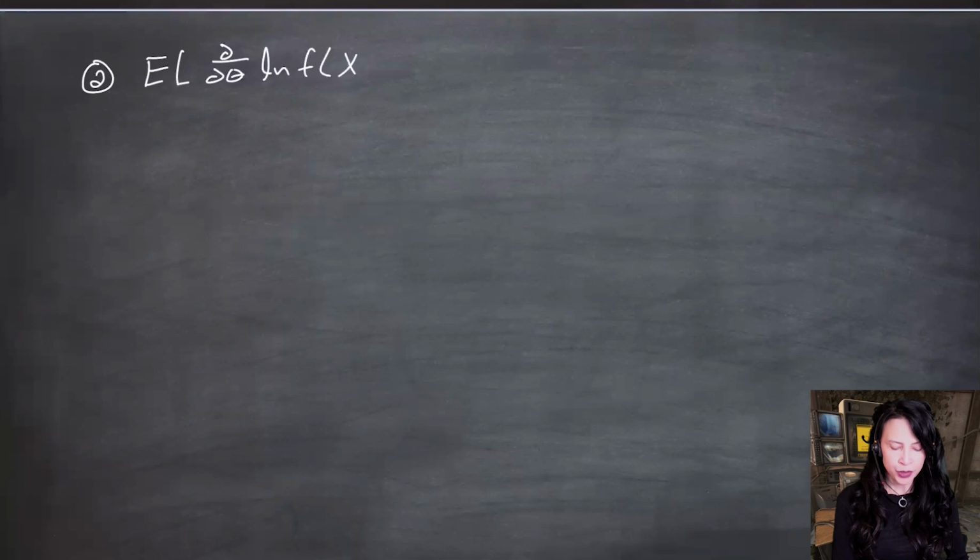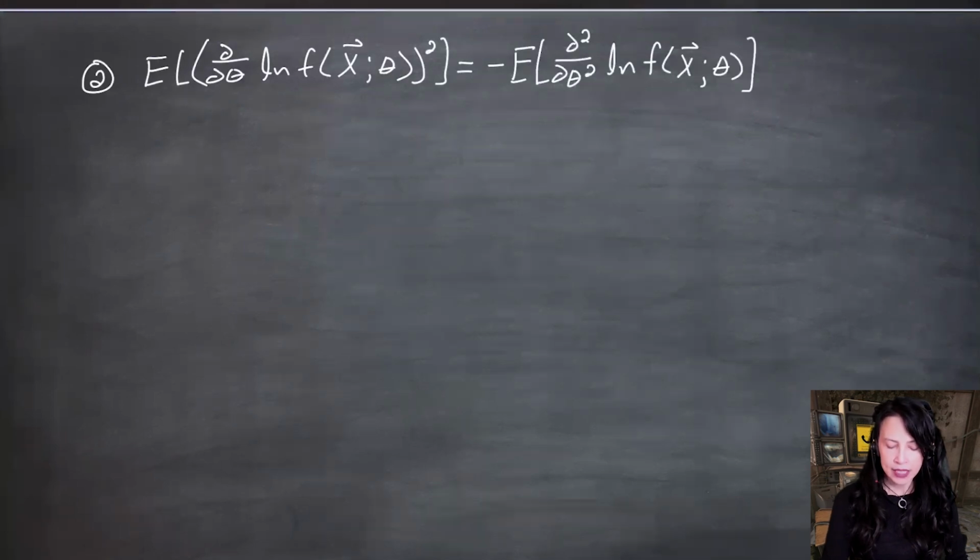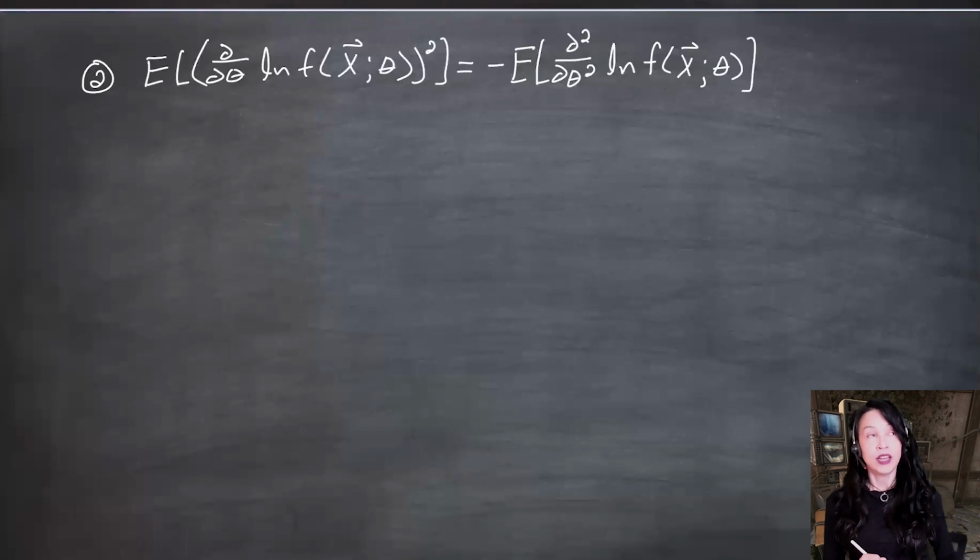Okay, computational simplification number 2. This says that the expected value, so basically I'm writing down our Fisher information, this whole guy squared, is equal to the negative of the expected value of the second derivative of the thing not squared. This is a great simplification.